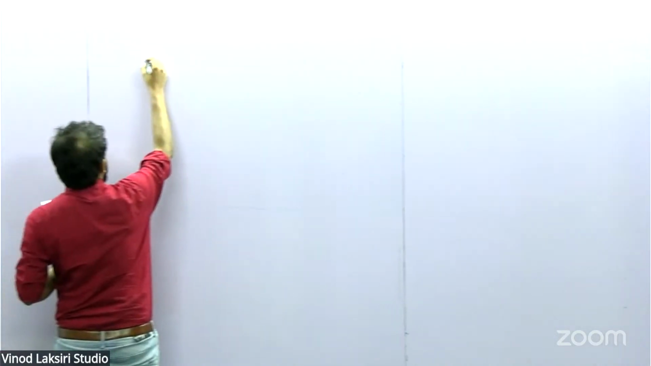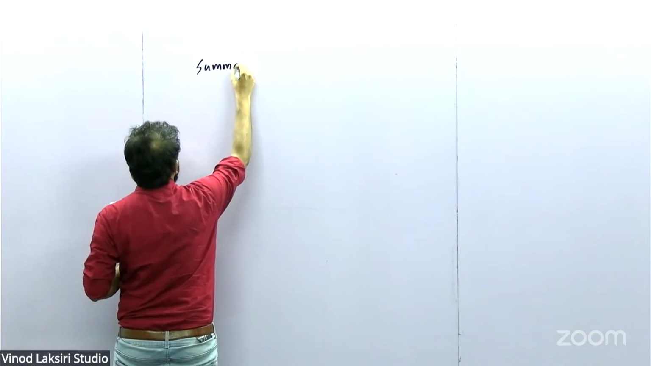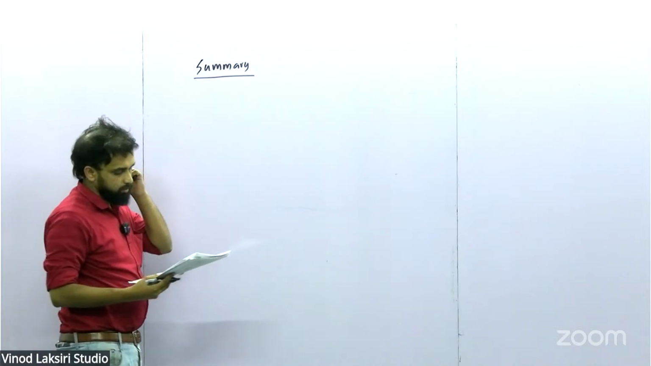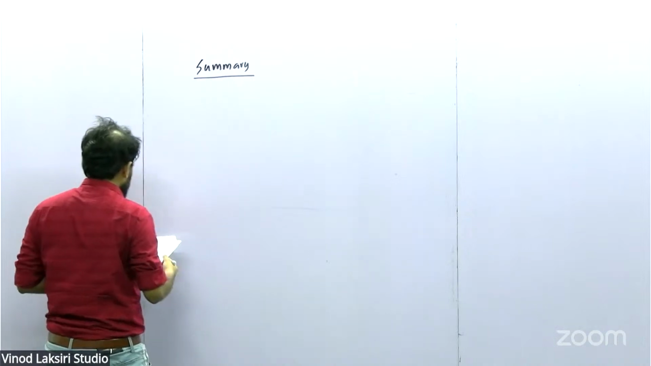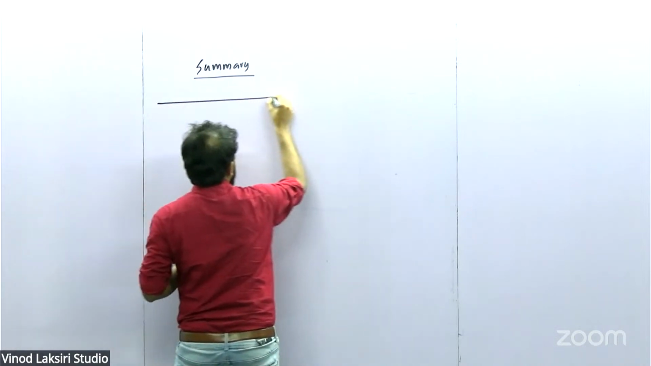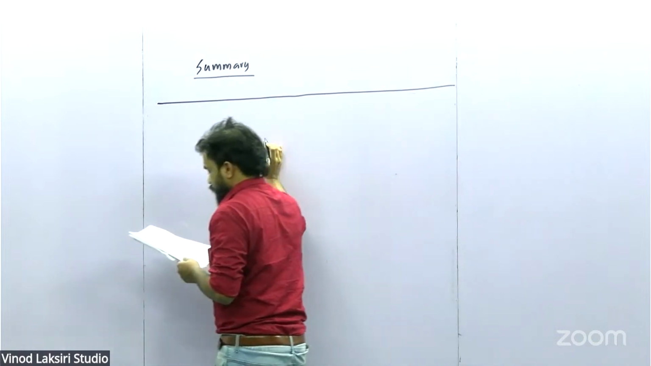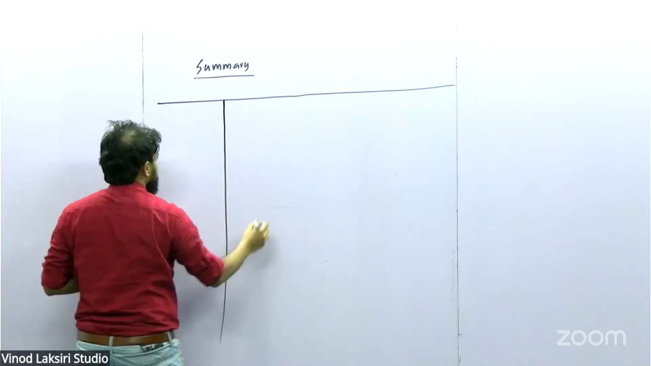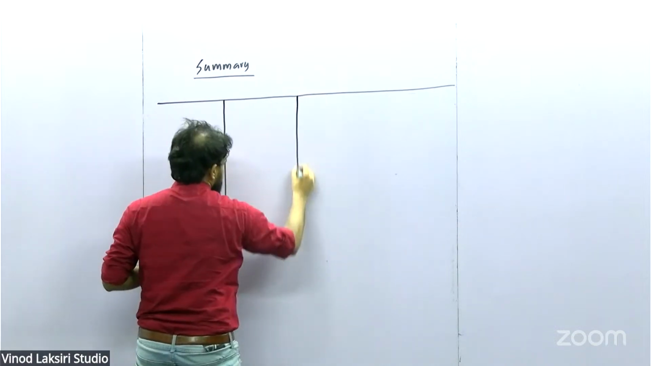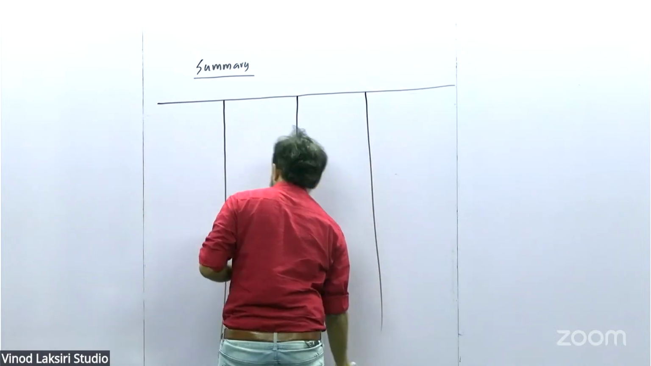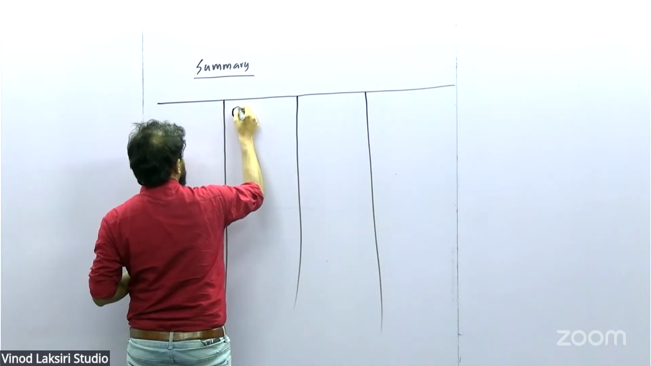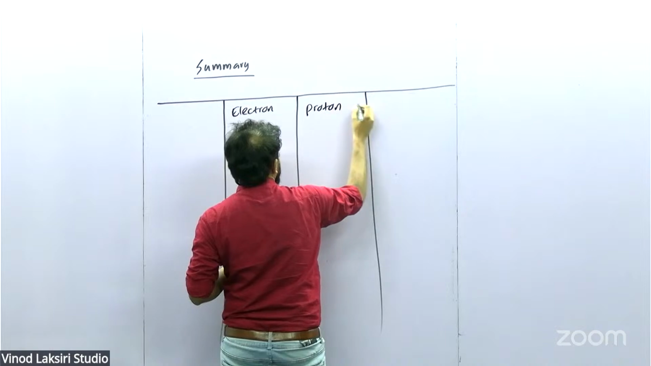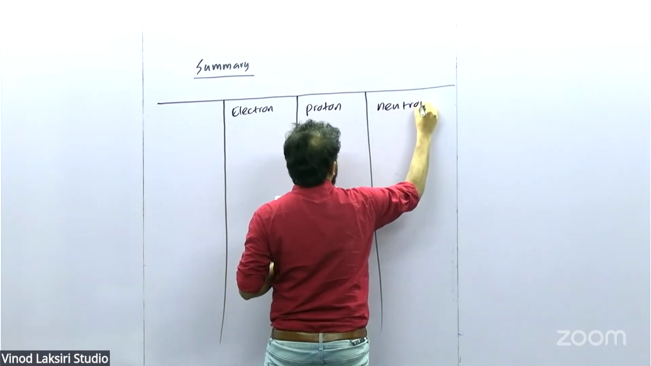Right, then I will summarize the theory part. That means the discovery of electron, proton and neutron was finished. Then I will tabulate some details of electron, proton and neutron, like this: electron, proton and neutron.